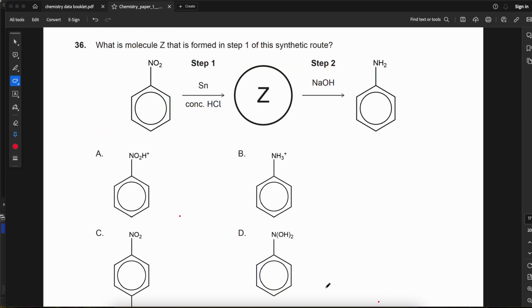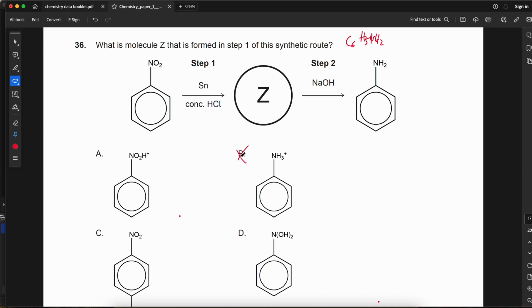What is molecule Z that is formed in step 1 of this synthetic route? So it used Sn and concentrated HCl. Sn is acting as a reducing agent that reacts in acidic condition, forming aniline, C6H5NH2. Aniline can react with excess HCl, forming its conjugate acid, where it involves protonation of the amino group in aniline by HCl, forming anilinium chloride. That's why you will find NH3+ ions as part of the reaction.